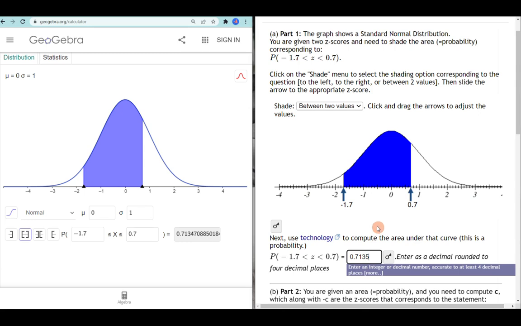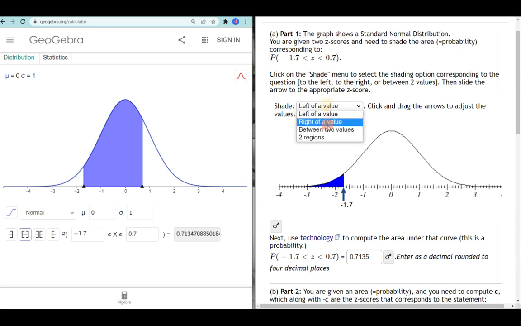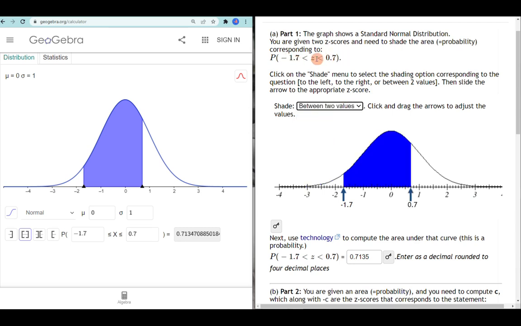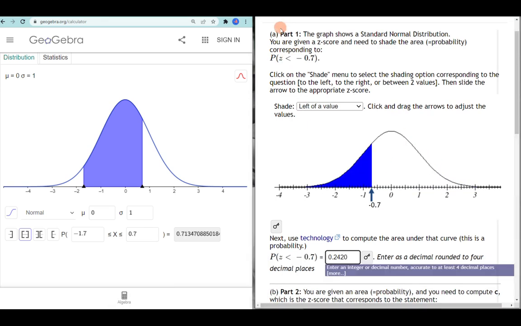So to summarize, to decide what the shading should be, you should look at the statement of the question. If you have a z-score between two values, that's the between two values situation. If you have a z-score that is greater than, that's area to the right. If you're looking for probabilities that are less than, that is area to the left.